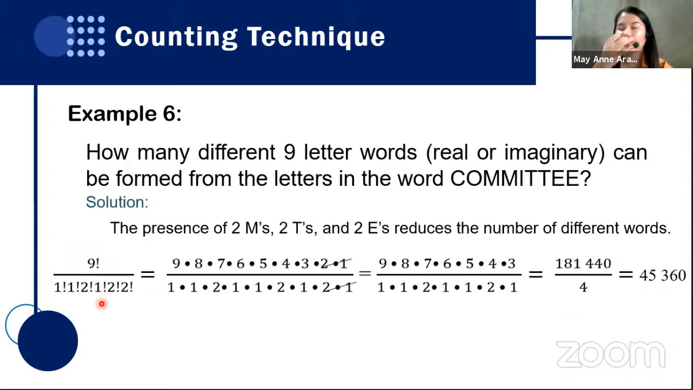Because sometimes, if the sum is wrong, you're missing something. And then just simplify again. Since 2 factorial is the biggest here, we can just cancel until here. Just get the product of this and divide by the product of the denominator. So you have 181,440 divided by 4, which is 45,360. So this is the answer.